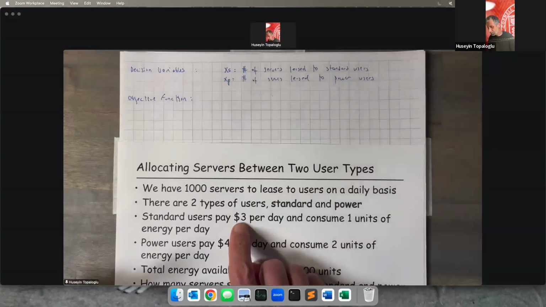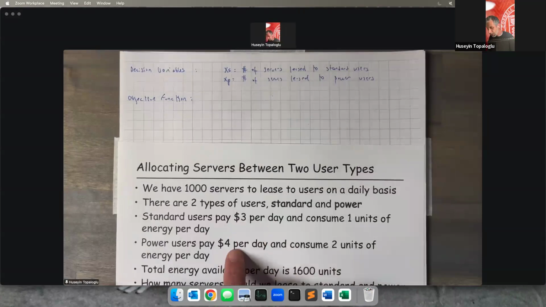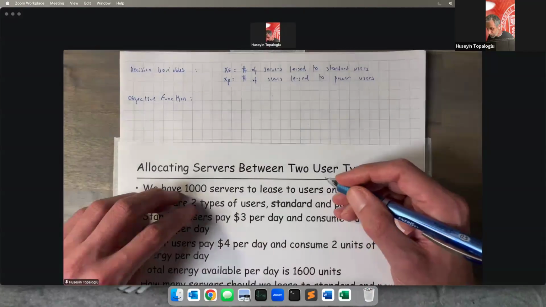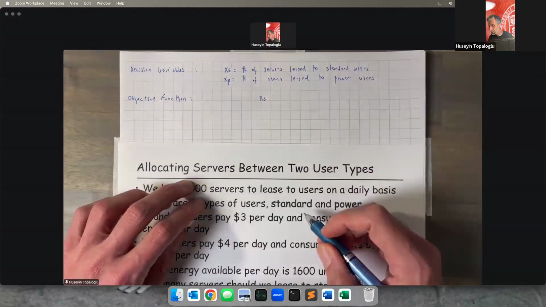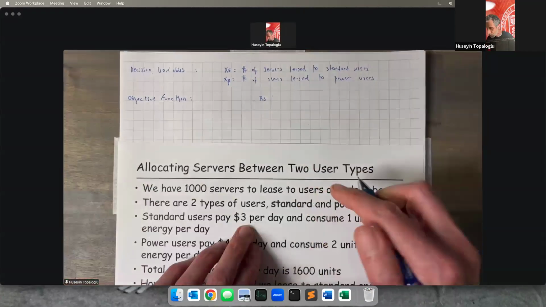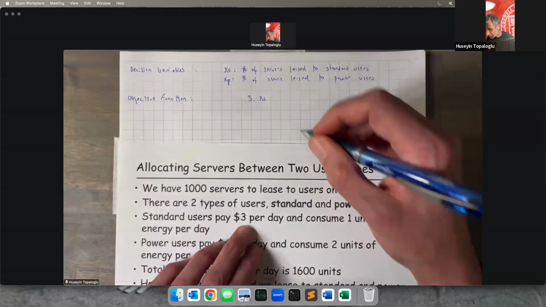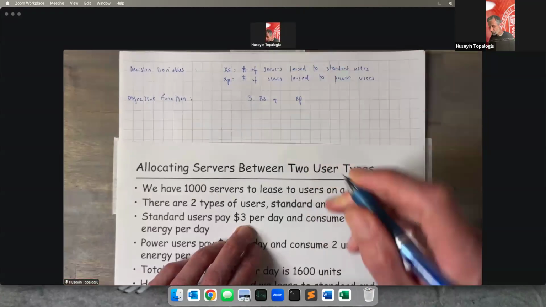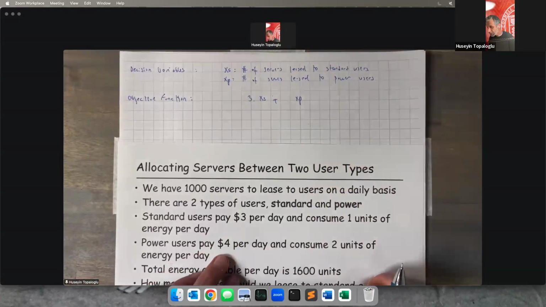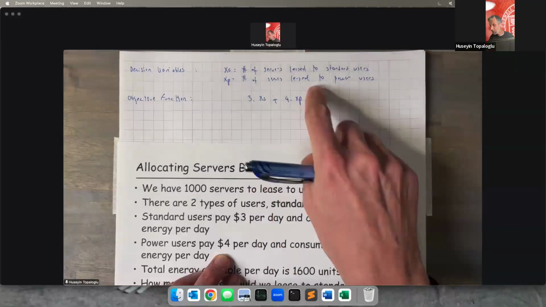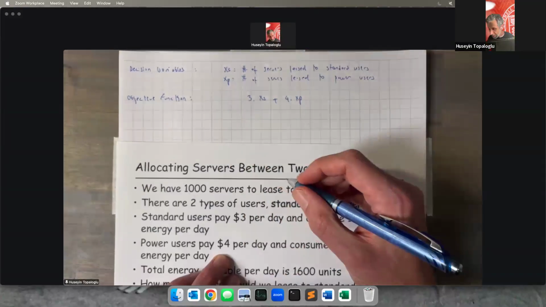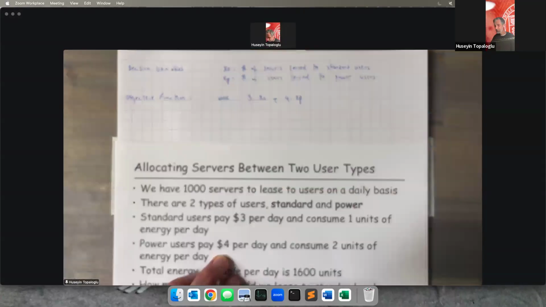Each standard user pays $3 per day. Each power user pays $4 per day. So then our revenue per day is given by: these are the number of servers that we lose to standard users, and each one of these standard users is going to bring us $3 per day. And these are the XP, the number of servers that we lose to power users, and each one of those power users is going to bring us $4 per day. So this is our daily revenue, and we would like to maximize this objective function.